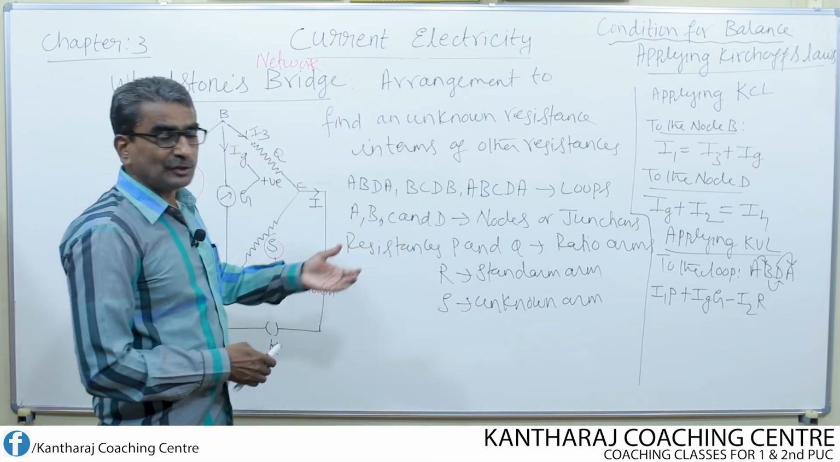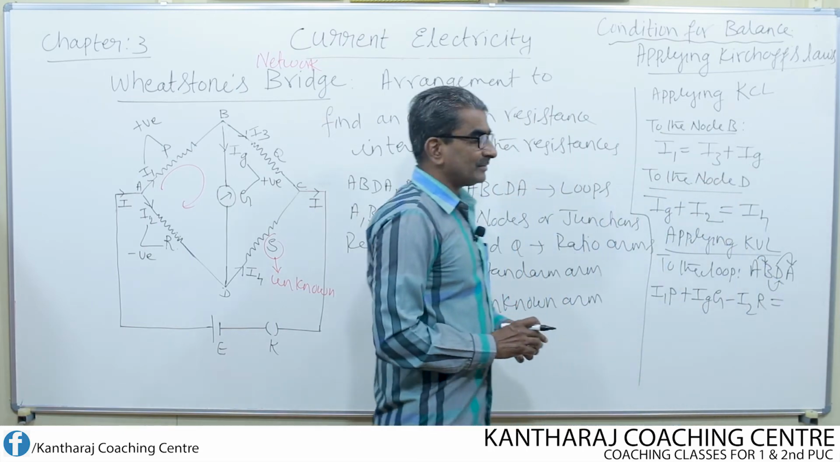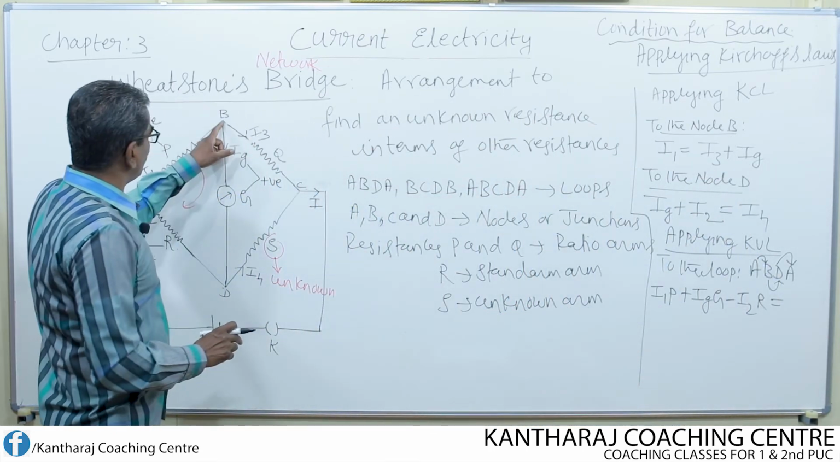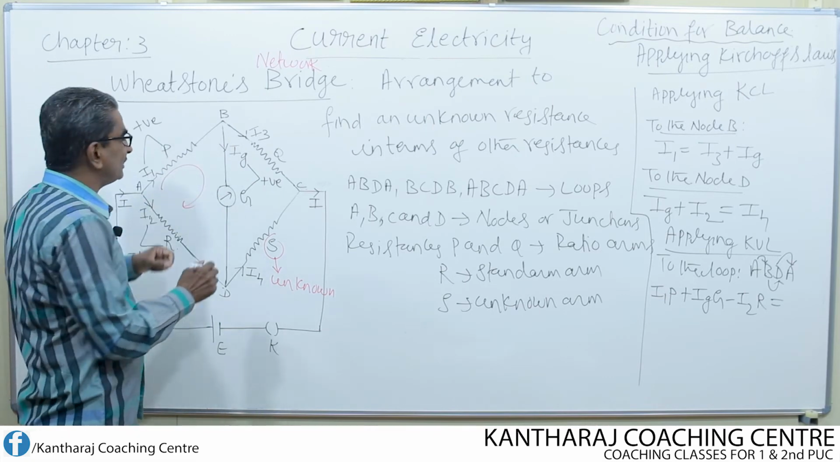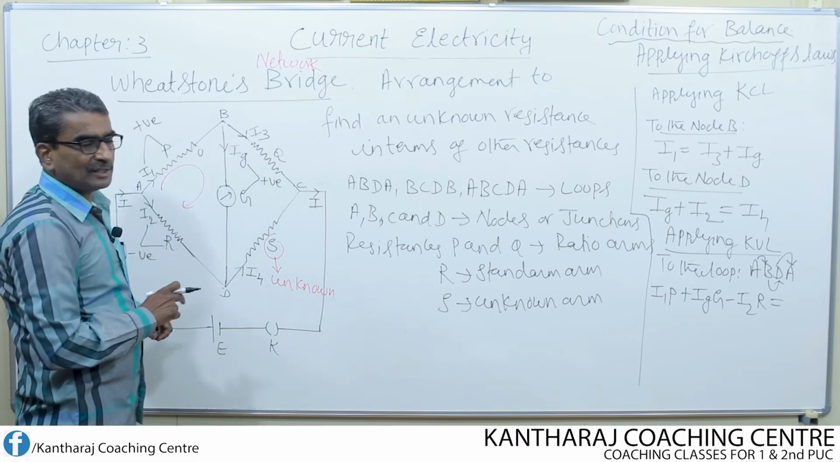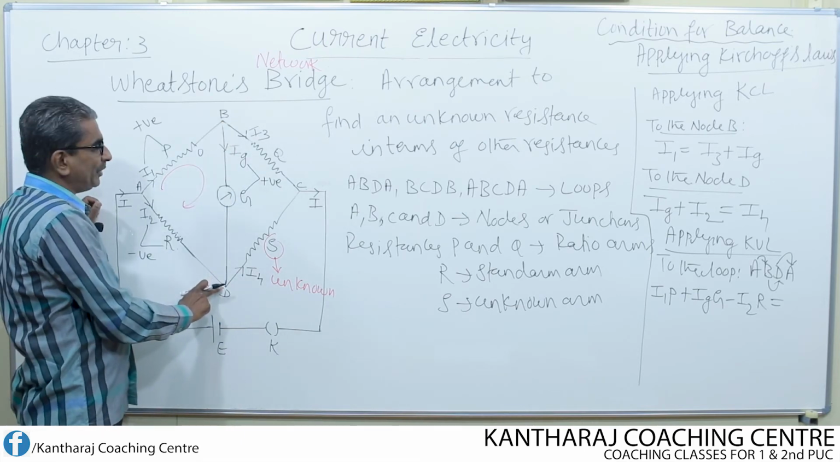This should be equal to total EMF. What is the total EMF here? Look here. Once again, start from A, go to B. No cell in this branch. Therefore, EMF is 0.